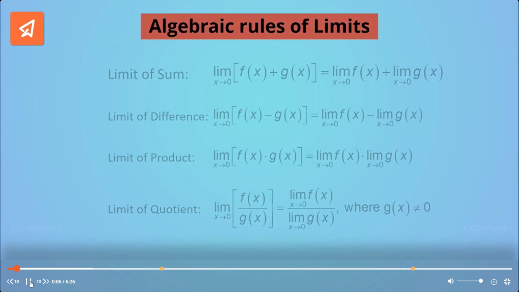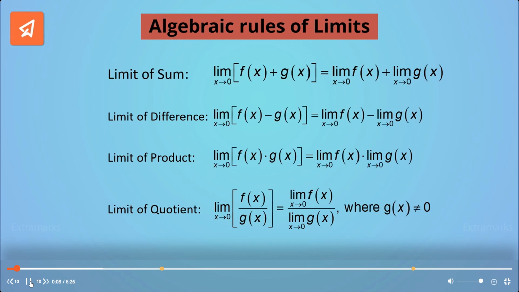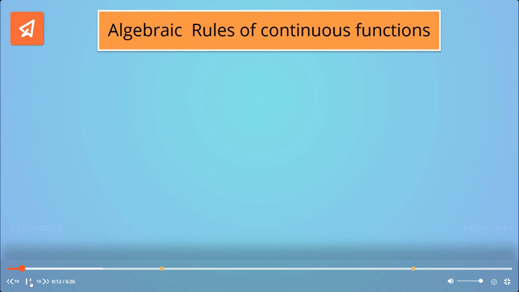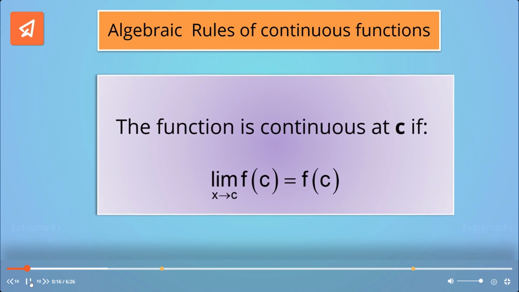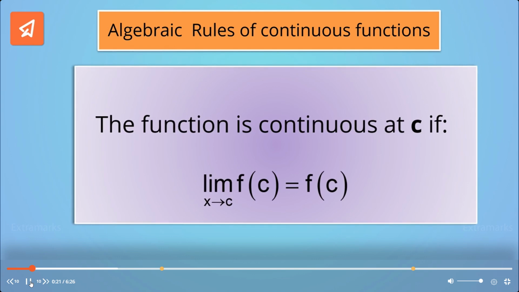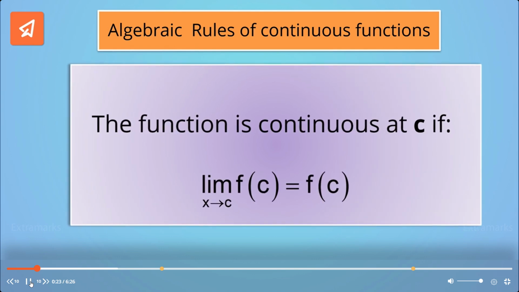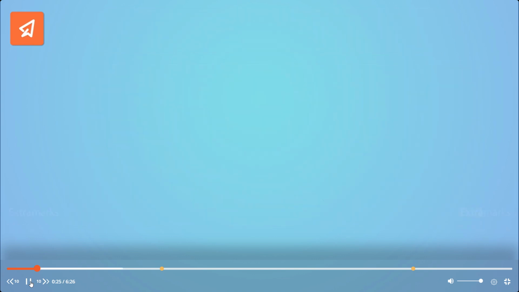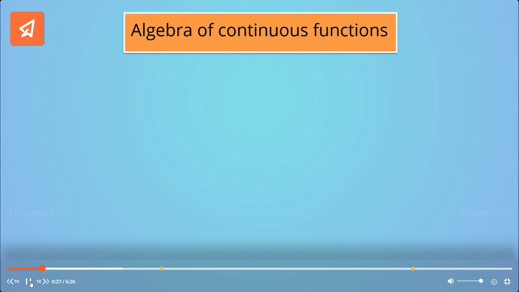In the previous class, we studied algebraic rules for limits. Now we will explore algebraic rules that apply to continuous functions. Since continuity at a point depends on the limit of the function at that point, we can anticipate similar results analogous to the case of limits. Let us learn the algebra of continuous functions.